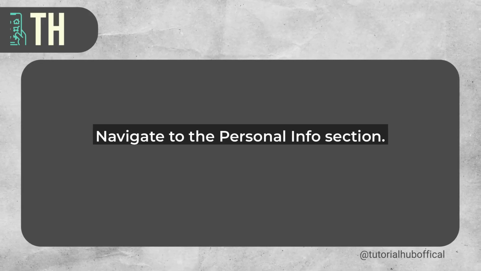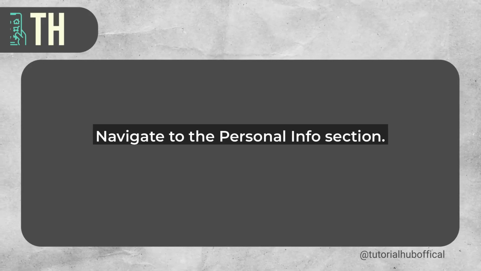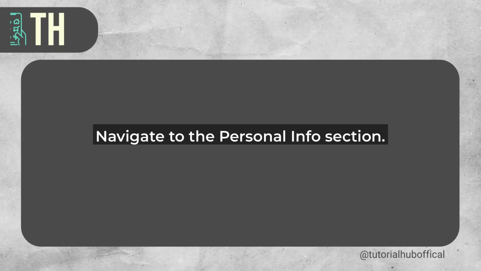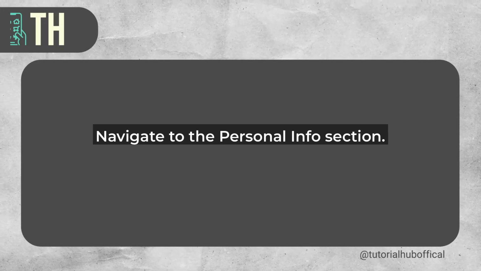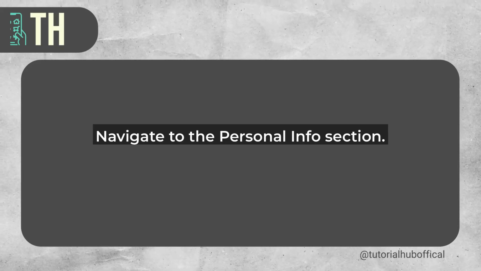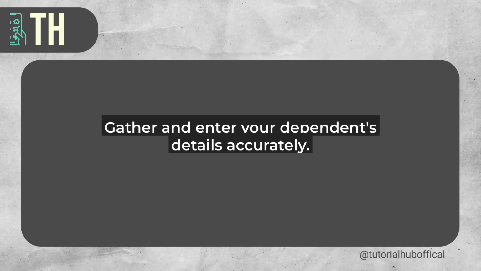Step 1. Navigate to the Personal Info section. This is usually found on the main menu. Here, TurboTax will ask about your filing status and family situation. Look for the option that says, Add a dependent, or something similar. It's designed to be user-friendly.